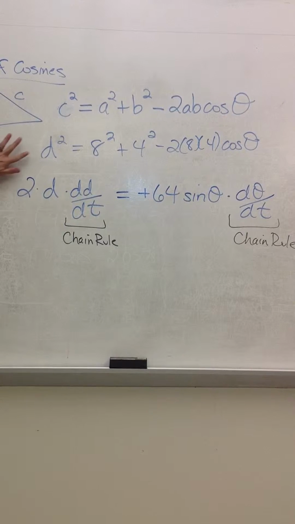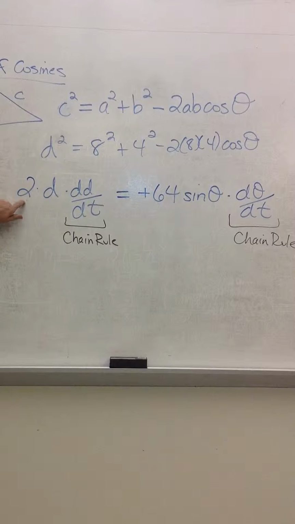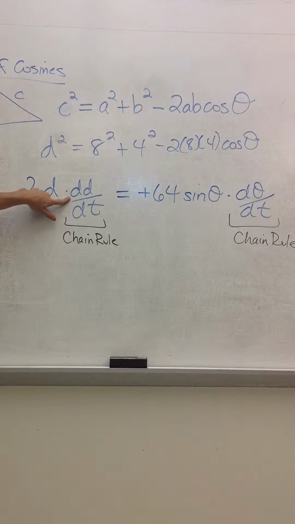Okay, so d is a function of time. It's plugged inside a square. So the derivative of the square is this, and then chain rule says multiply by the derivative of the inside.